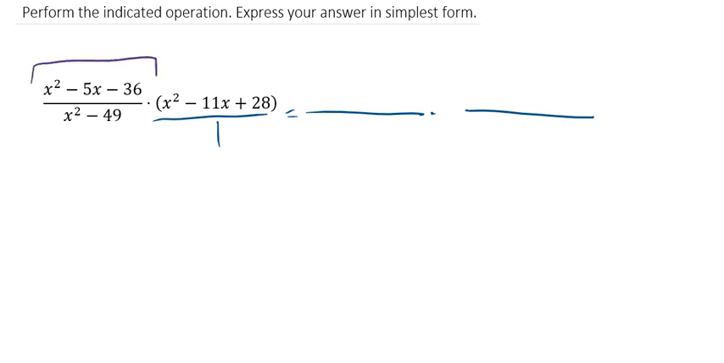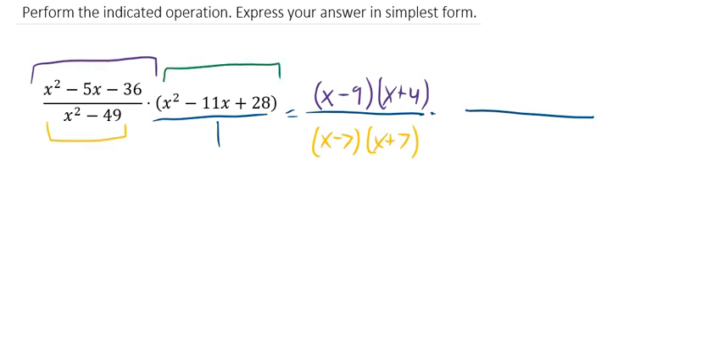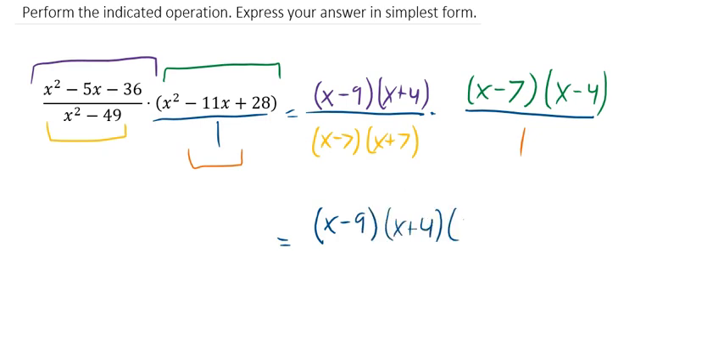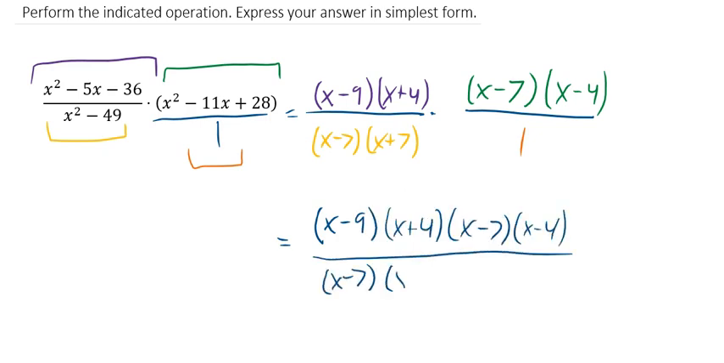X squared minus 5x minus 36, minus 9 and positive 4 are that multiplication. X squared minus 49 is a difference of squares. X squared minus 11x plus 28, I do x minus 7, x minus 4. And the denominator is just 1. So I have times 1, which doesn't make a difference. I could write the times 1, or I could not.